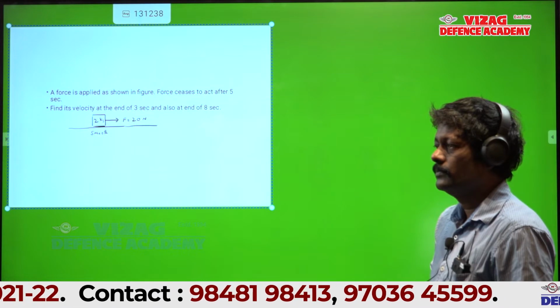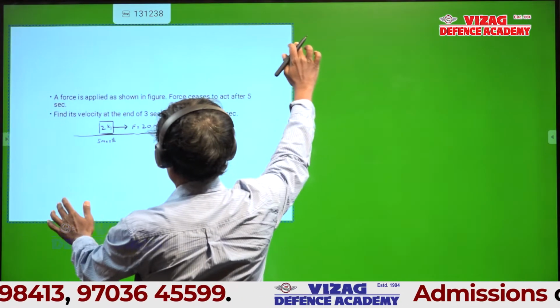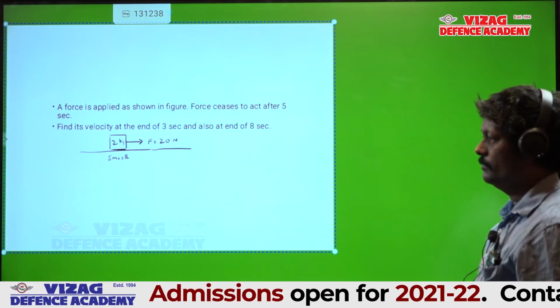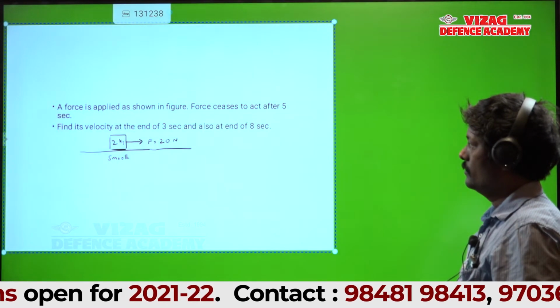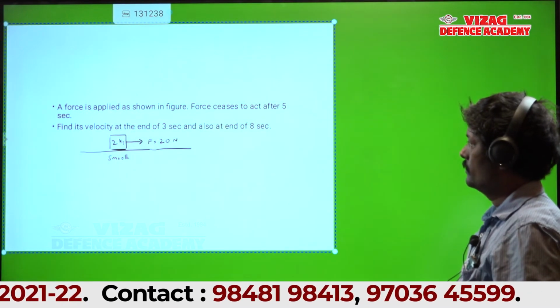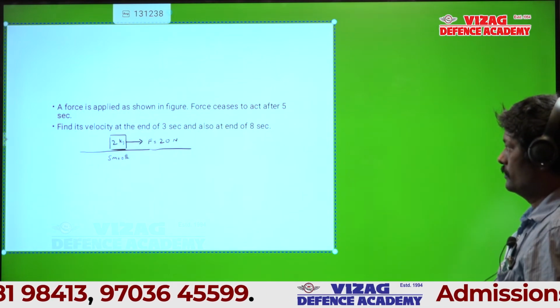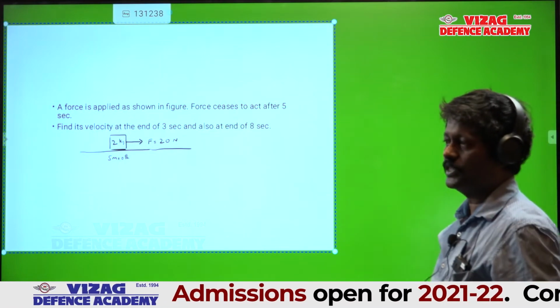No, sir, the board is not very clear, a little zoom please. Read, good morning. A force is applied as shown in the figure. Force ceases to act after 5 seconds. Find its velocity at the end of 3 seconds and also at the end of 8 seconds. Very good. First write down the question.